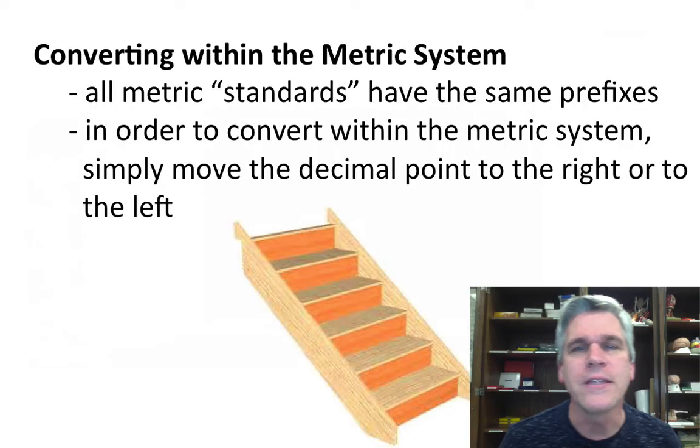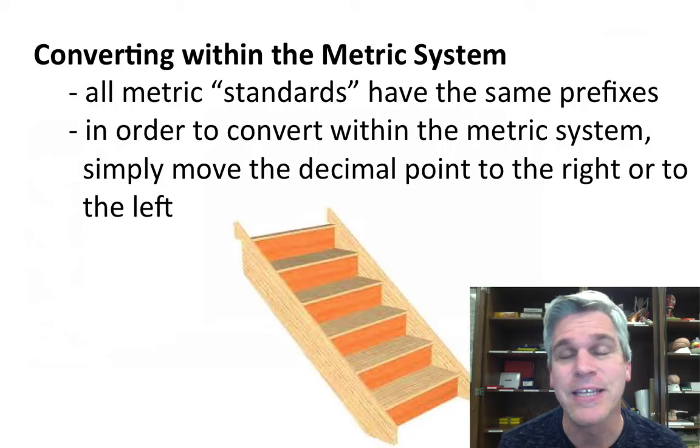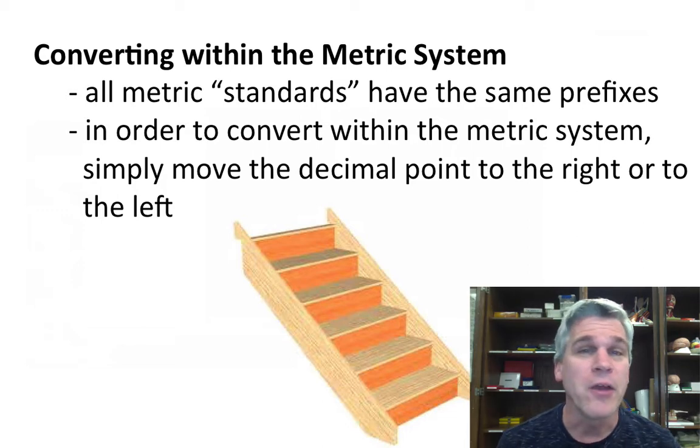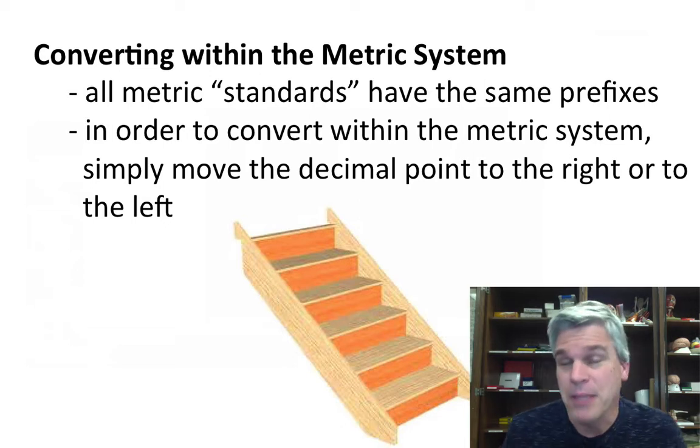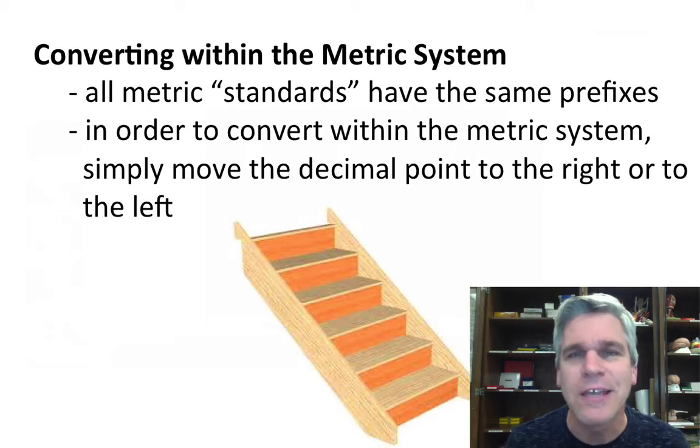When we convert in the metric system, it's actually a very easy thing to do because the metric system is based on the power of 10. And no matter what we're converting, whether it's mass or length or volume or temperature, all the metric standards will have the same prefixes. In order to convert within the metric system, all we have to do is move the decimal point to the right or to the left because it's based on the power of 10. How much easier can this be?